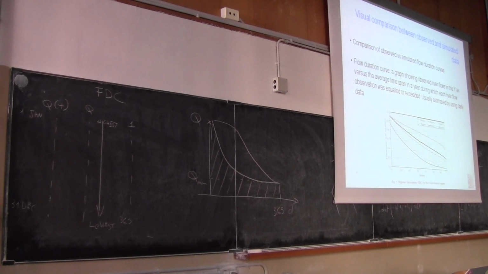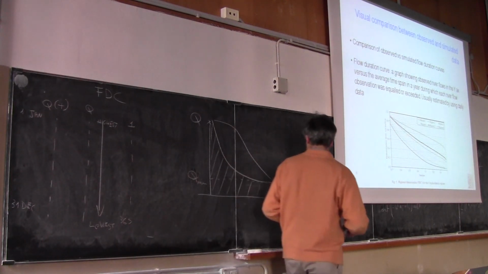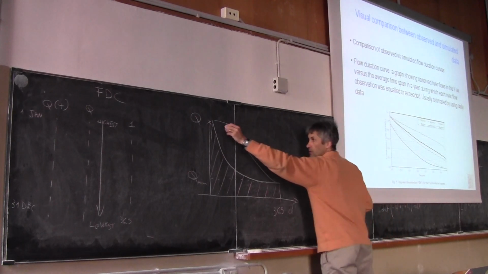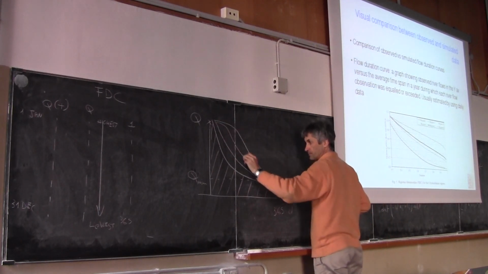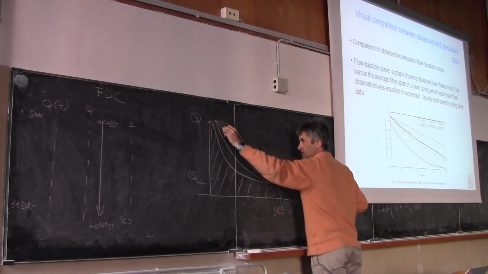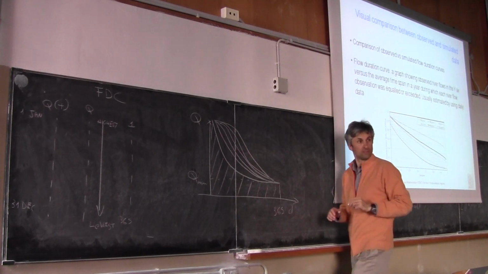But of course you have more than 1 year, so you can repeat this computation for every year, and you get for, let's say, 10 years, your 10 flow duration curves. And you can now draw a graph with all the curves, okay? Let's suppose that you get something like this. For every year you have your curve.